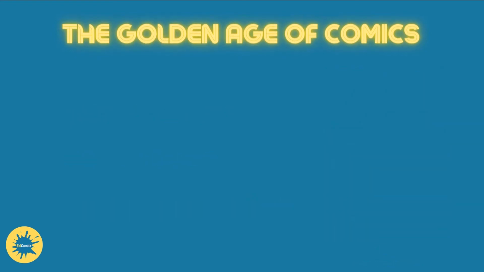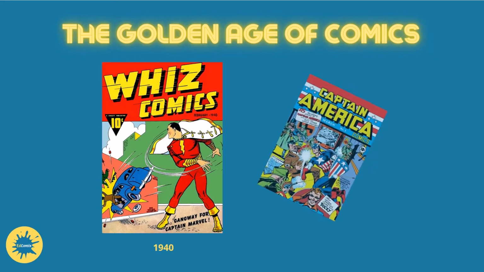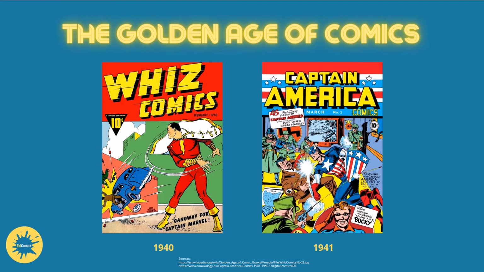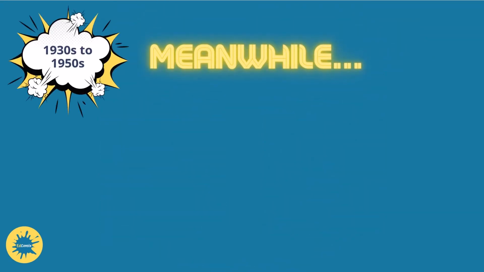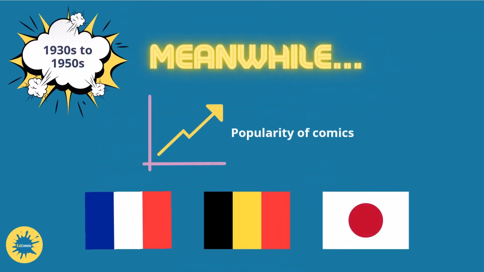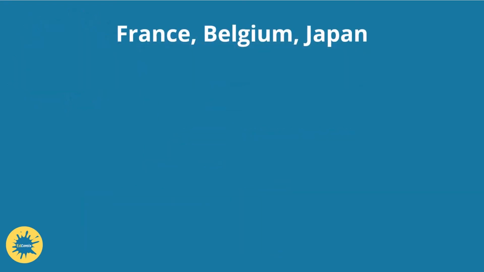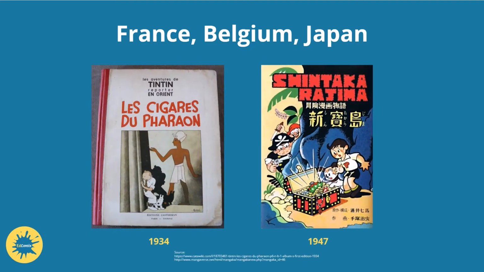Influenced by the World War II sentiment, the main subject of comics throughout the 1940s were superheroes fighting villains. Meanwhile, in the 1930s, comics surged in France, Belgium, and Japan, with the appearance of protagonists like Tintin and the spread of mangas.